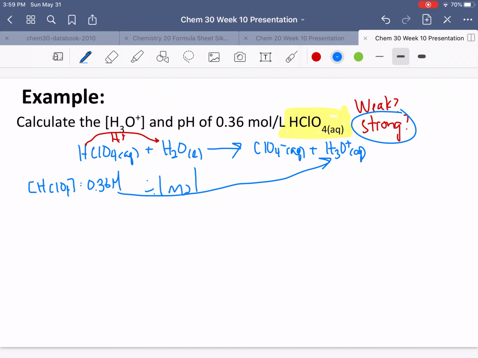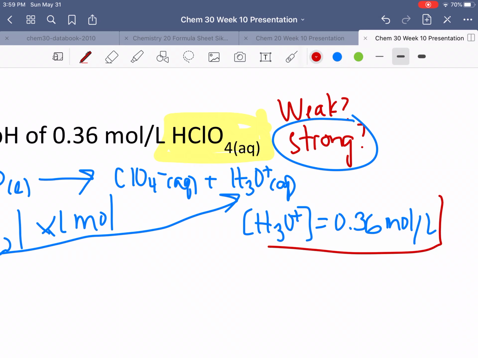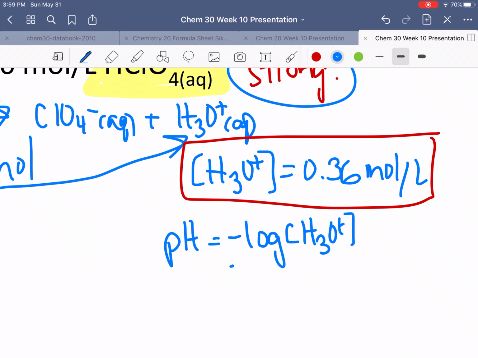That's the key, the one-way arrow, which means I can take the ratios exactly as they are. Divide by 1 mole for the perchloric acid, times by 1 mole for the hydronium, 1-to-1. I just found out the hydronium concentration in this particular circumstance. It's identical, 0.36 moles per liter. And guys, that's one of the questions that was asked. What is the hydronium concentration? Once you have that, once you know for sure hydronium, pH is easy. pH is equal to negative log of the hydronium concentration. Oh, see, no big deal.